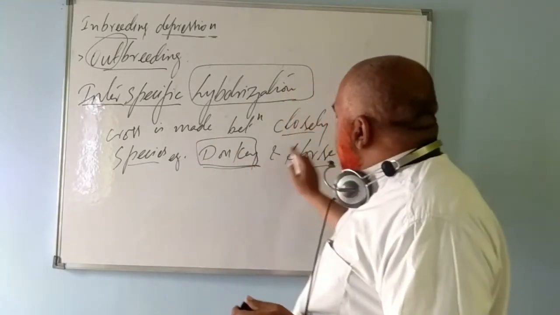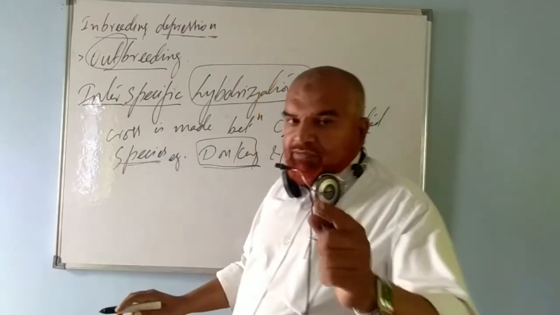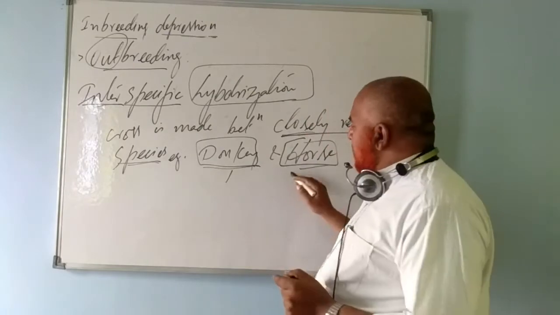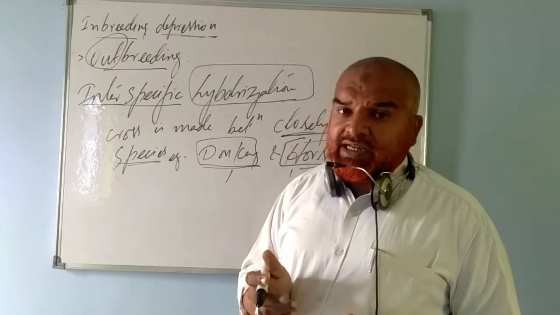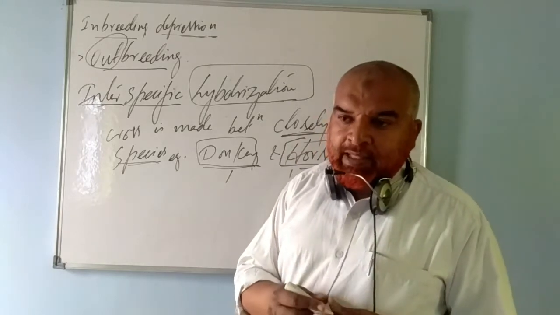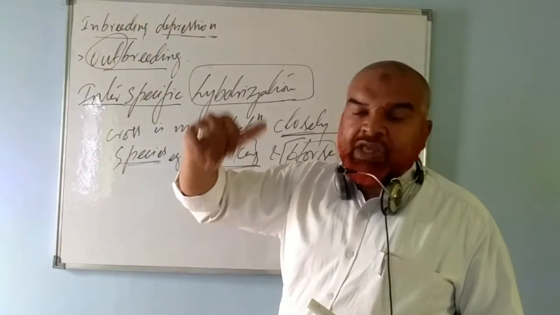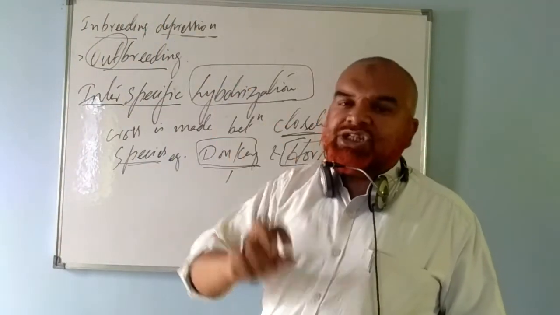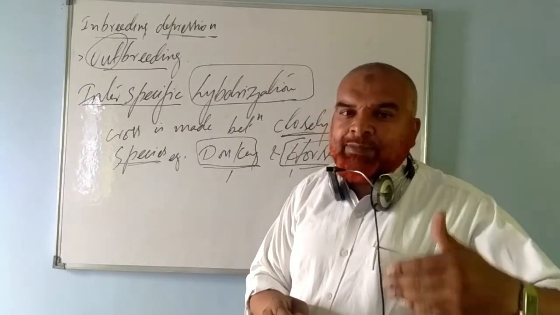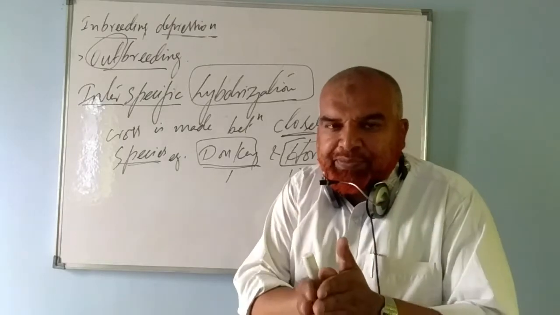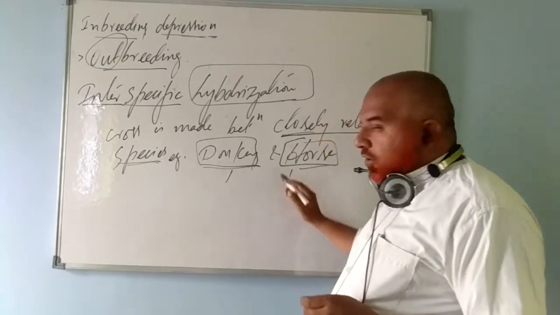Now, donkey and horse are closely related species. We say that donkey is a different species, horse is a different species. But what are they? Closely related. How closely related? Their characters are the same. Their genes to some extent are the same because they have evolved from the same ancestor. Later, by crossing over, by morphological and genetic adaptations and changes, they have become separate species. Clear? But they are close.